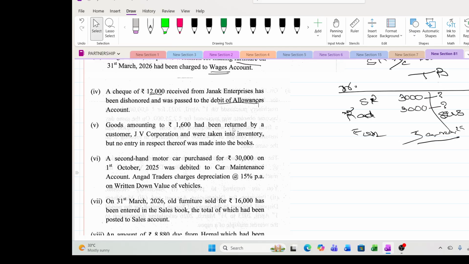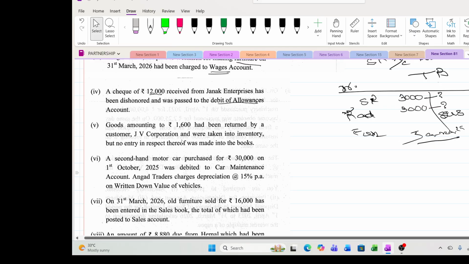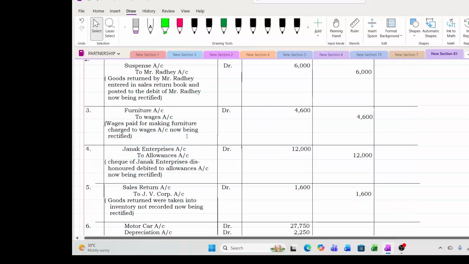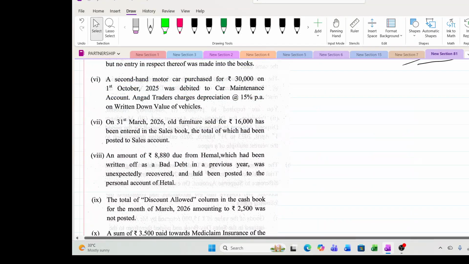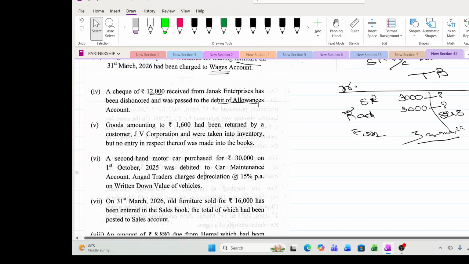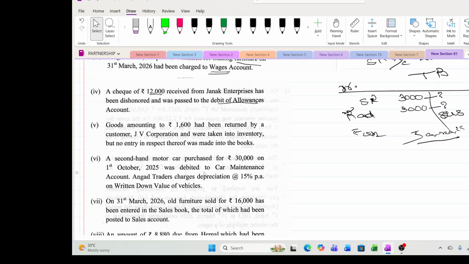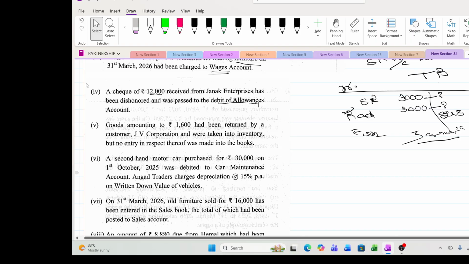So we are going to make a fresh entry for sales return account, and we will be crediting the customer JV Corporation account. Sales return account debit to JV Corporation account. Goods returned were taken into inventory, not recorded or not entered, now being rectified. Whenever you hear the words not recorded, not entered, it means both the debit aspect and the credit aspect are not entered. But whenever you see posted, credited, debited, it means that one entry is wrong. Clear? So moving on to the next item.